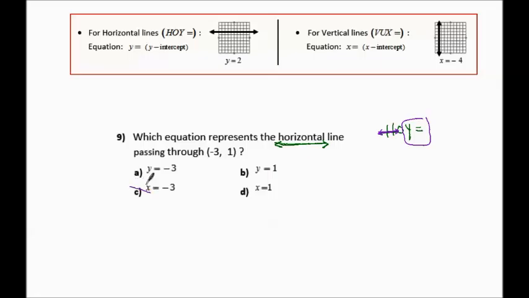So you immediately scratch out C and D because those do not start with y, they start with x. So those are not it. And you have two options that start with y. You look at your given point, remind yourself that the first number is x, the second number is y. Well, in your given point, what does y equal? It equals 1. So your equation should say that y equals 1.